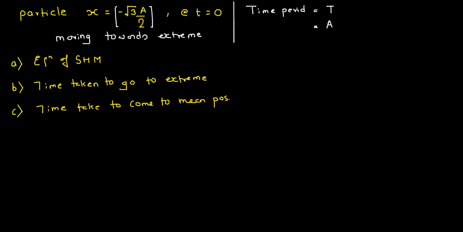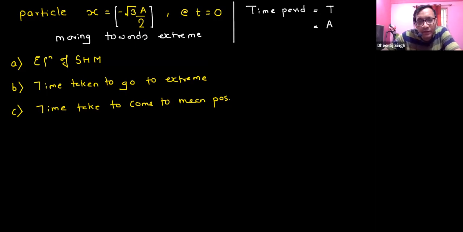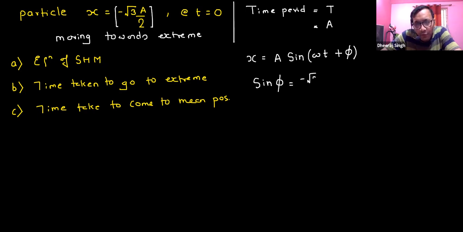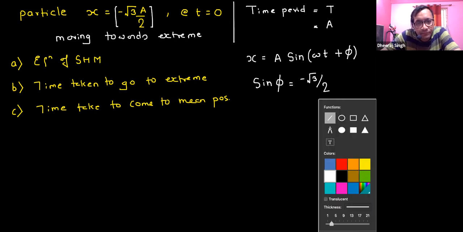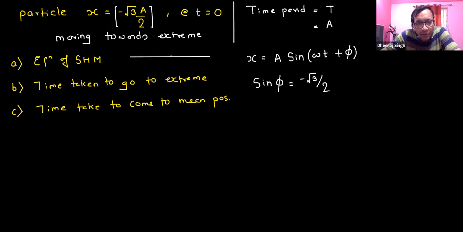Can you tell me what is the value of phi in the equation of SHM? What is phi? Sine of phi is x by a. In this case, it is minus of root 3 by 2. Now, without even solving the question, can you tell me anything about the phi? Between which two values should phi be? It is 0 here, pi by 2 here, pi here, 3 pi by 2 there, and then 2 pi here.